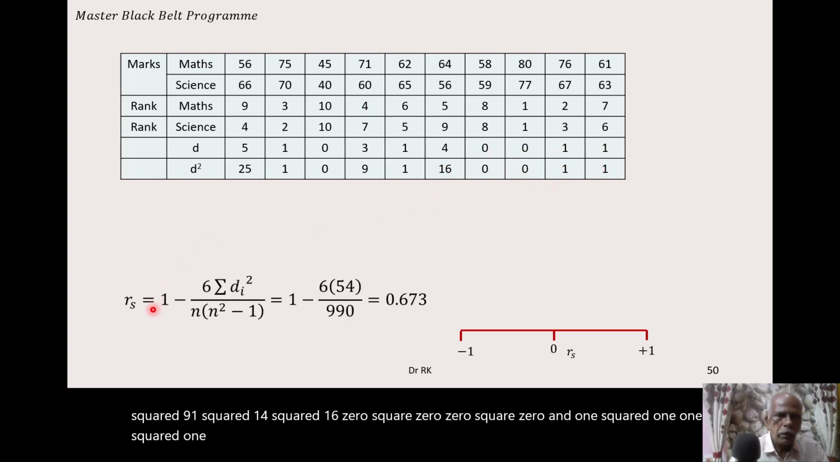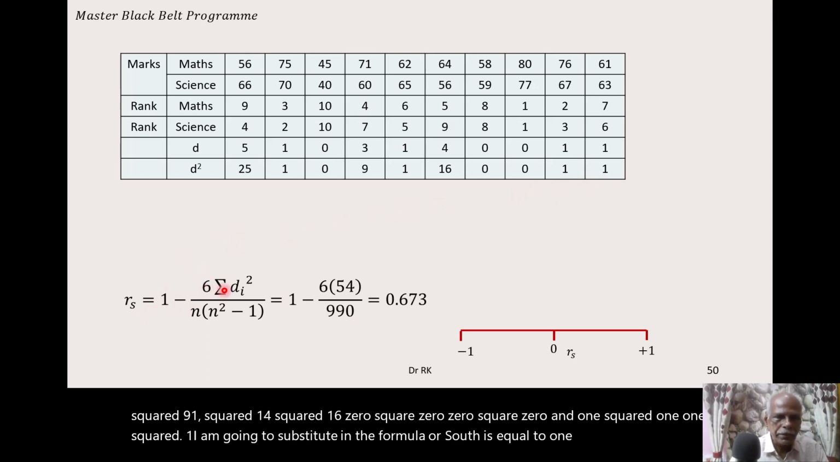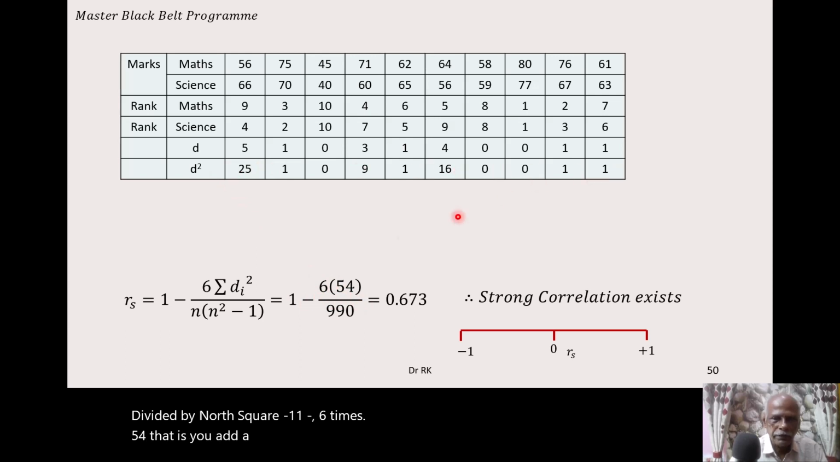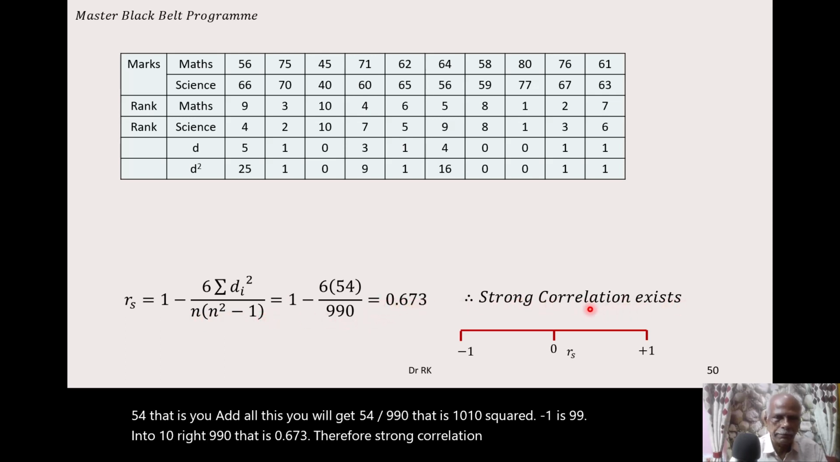I am going to substitute in the formula. Rs is equal to 1 minus 6 times sigma di squared divided by n into n squared minus 1. That is 1 minus 6 times 54. You add all this and you get 54, divided by 990. That is, 10 squared minus 1 is 99, into 10, right? 990. That gives 0.673. Therefore, a strong correlation exists.